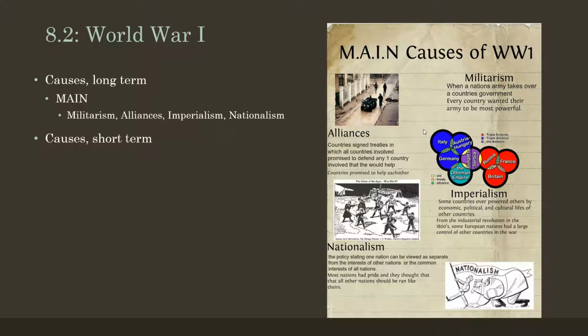So beyond these long-term causes, we need to look at the short-term causes of World War I, and they can really be found in the first 10 to 15 years of the 20th century. The Moroccan crises, there are two of them in 1905 and 1911. Germany is stirring up both of these.